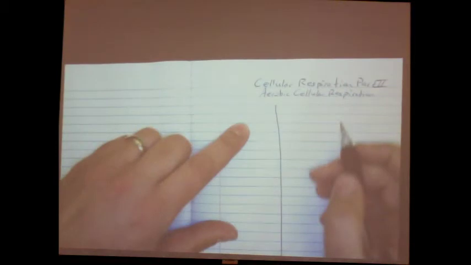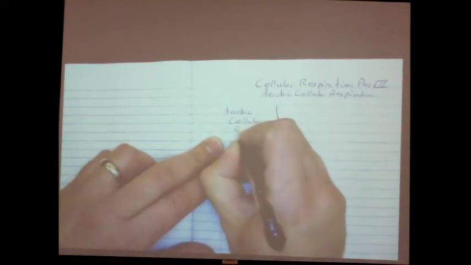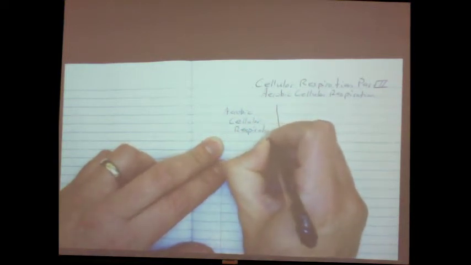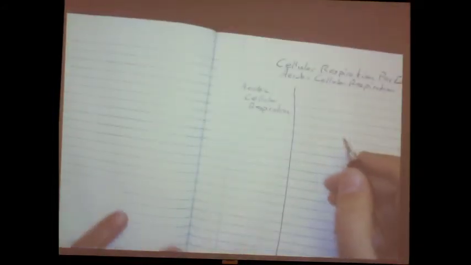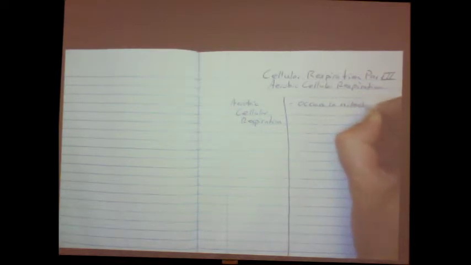So over here on the left is our aerobic cellular respiration. And just a little bit of information about this aerobic cellular respiration. Number one, most of this process occurs in the mighty mitochondria. So we'll jot that mitochondria down. And I'm going to put in parentheses mostly. There you go, occurs in the mitochondria mostly.